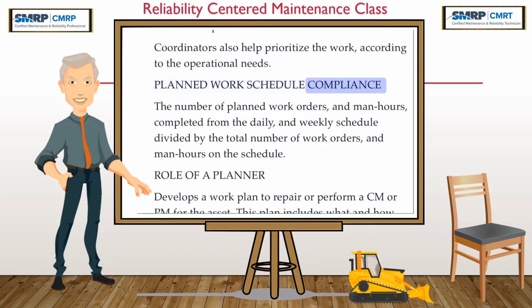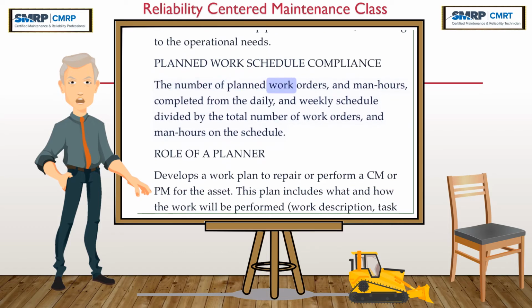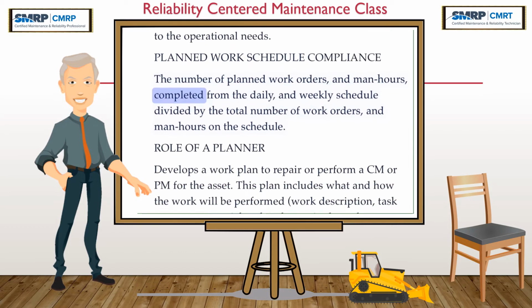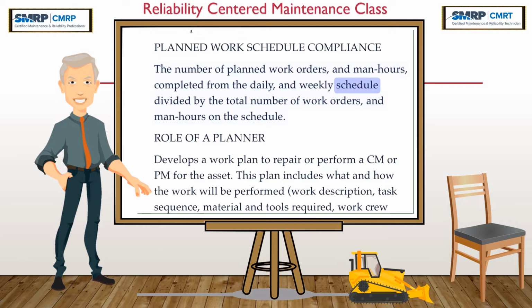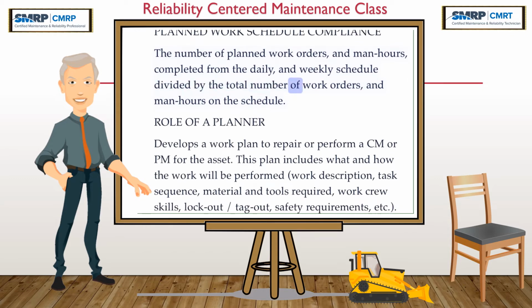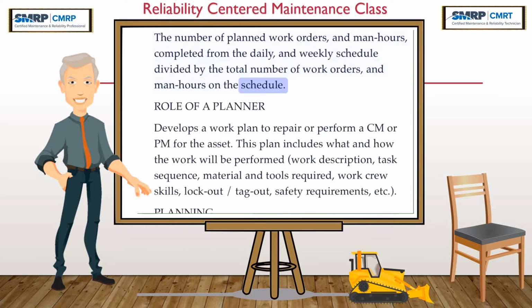Planned work schedule compliance. The number of planned work orders, and man-hours, completed from the daily and weekly schedule divided by the total number of work orders, and man-hours on the schedule.